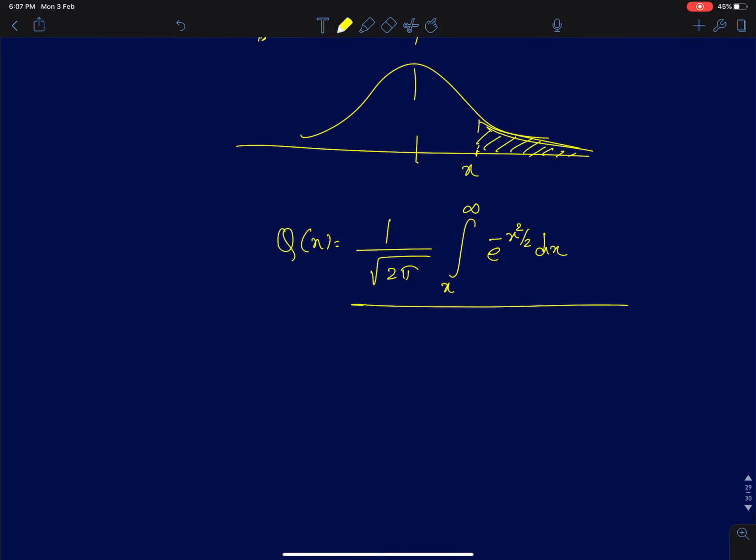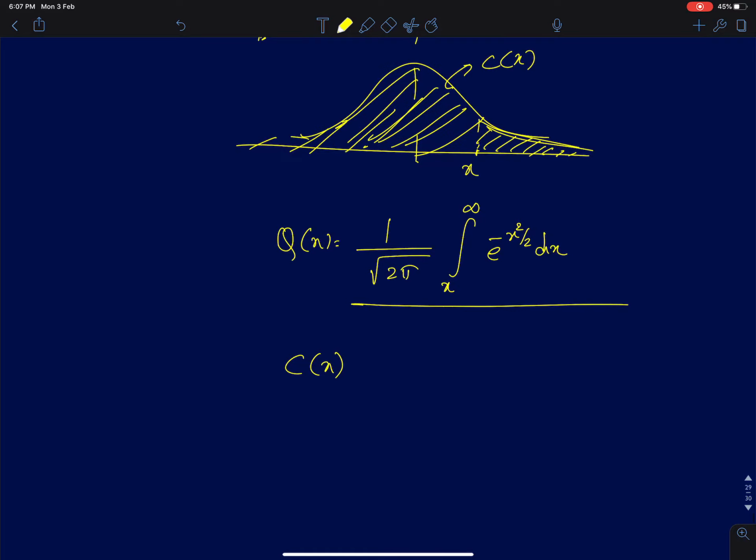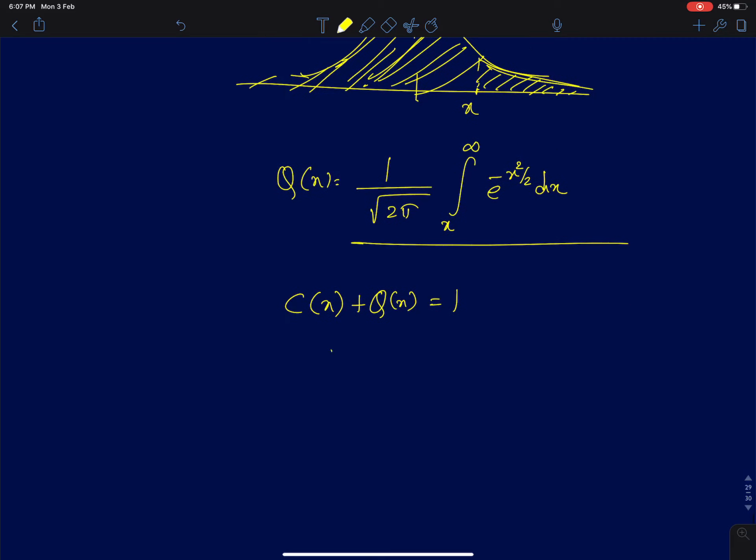Now C of x, I said, is the cumulative distribution function, which is 1 minus Q of x. So you can see C of x is complementary to Q of x. This will be C of x, the area under this. Now the total area we know is 1. So if you take C of x and add it to Q of x, I am going to get 1. So your Q of x will be 1 minus C of x.